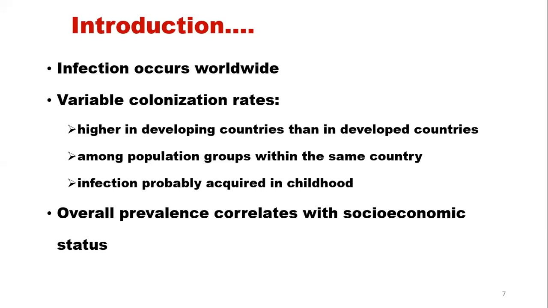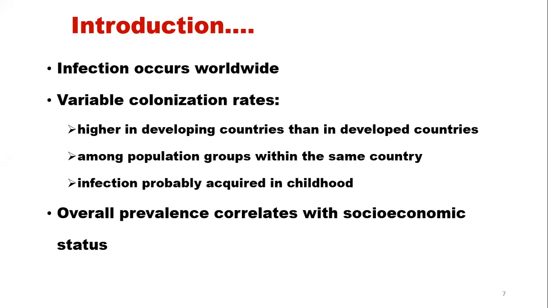Even in the same country, there is a variation in the colonization rate among different population groups. So in a developing country, you can have the elites with a variable colonization rate compared to the less privileged in that particular environment. So the very rich, in quotes, in developing countries have a relatively lower colonization rate when you compare them to the less rich in the same country.